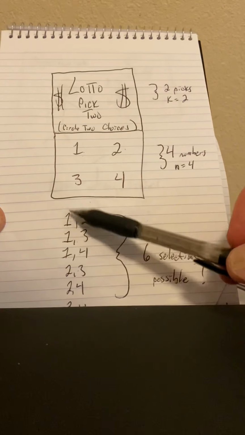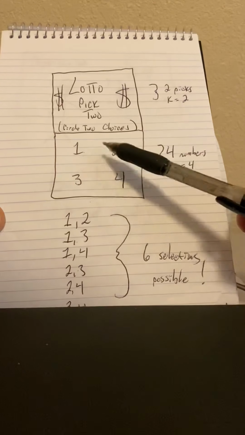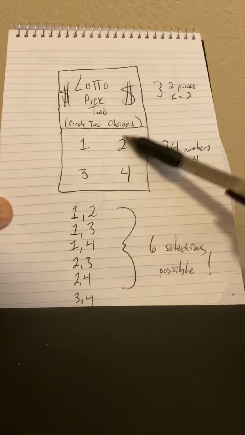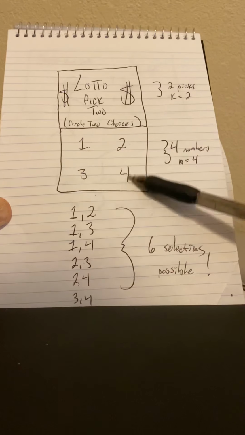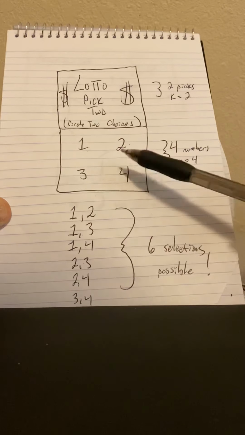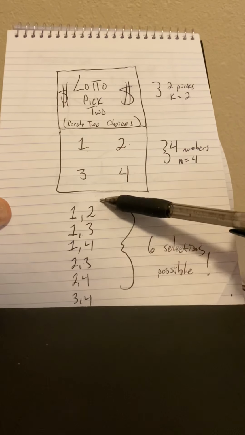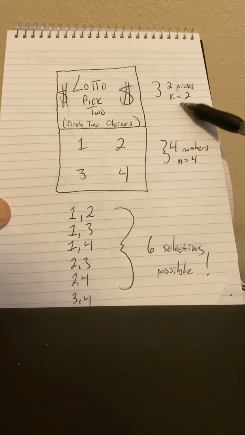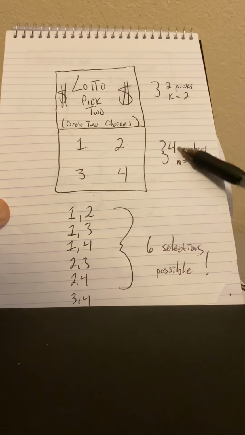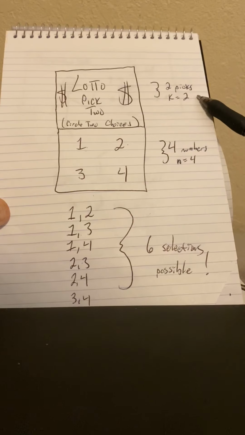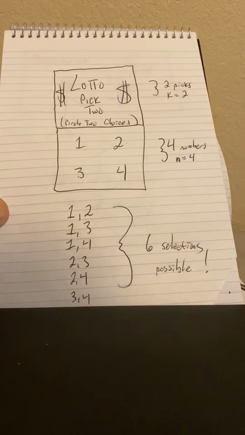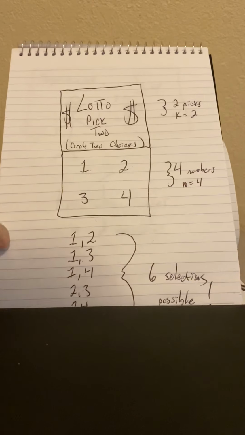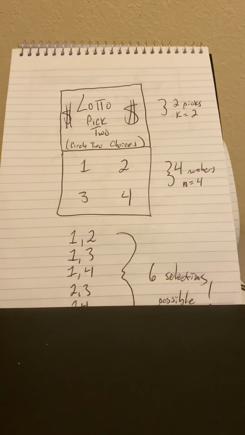Once I have 1, 2, 1, 3, 1, 4, I've got all the ones with 1 in them. But what about 2, 3, and 2, 4? Okay, there's 2 more. Now I've got all the ones with 2 in them. And then there's still 1 more, that's 3, 4 right there. And those are the 6 possible selections in this lotto game. So you see, 4 numbers, choose 2, maps to 6. Hence it's called the lottery function. Math made simple at Simpson Math.